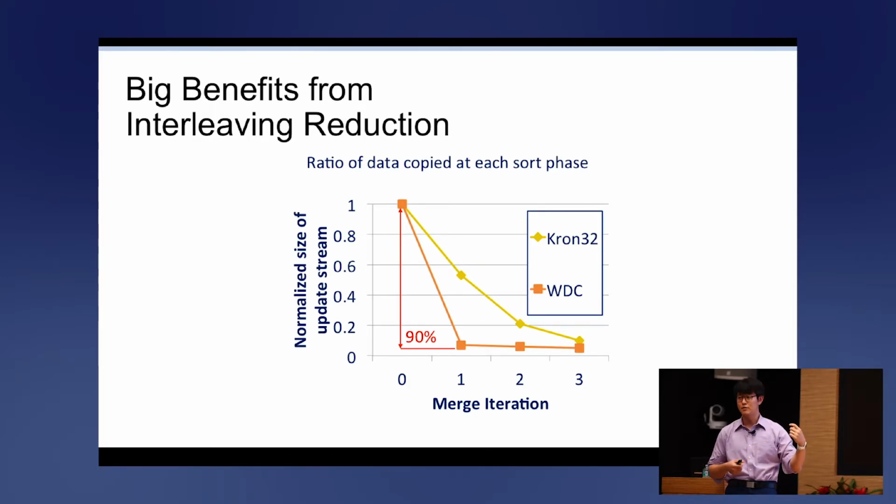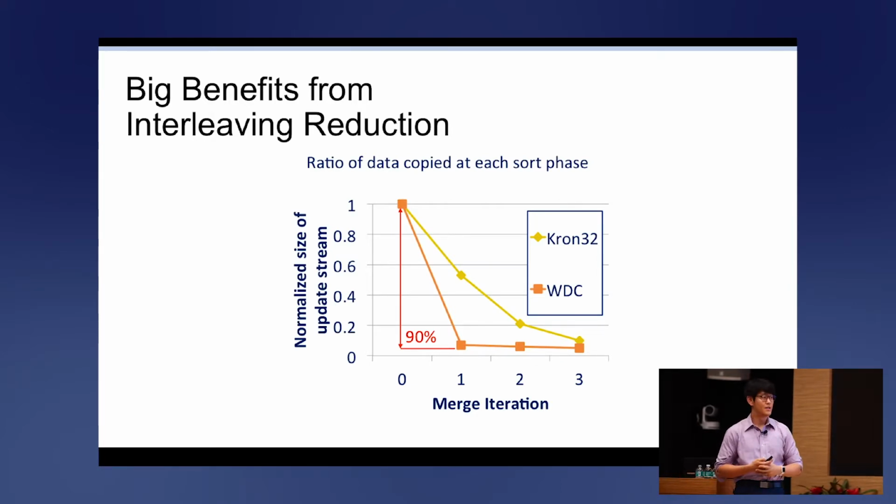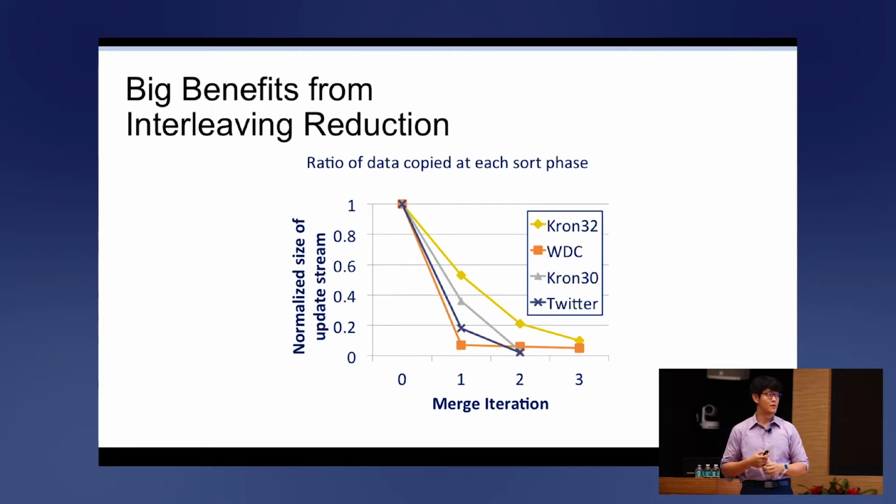reduction operation managed to reduce the size of the update log that needs to be written back to Flash by over 90% before it had to be written to Flash for the very first time, just after the in-memory sort stage. And similar patterns followed for most of the other graphs that we've tested. So we know that, at least for graphs, it works fairly well.